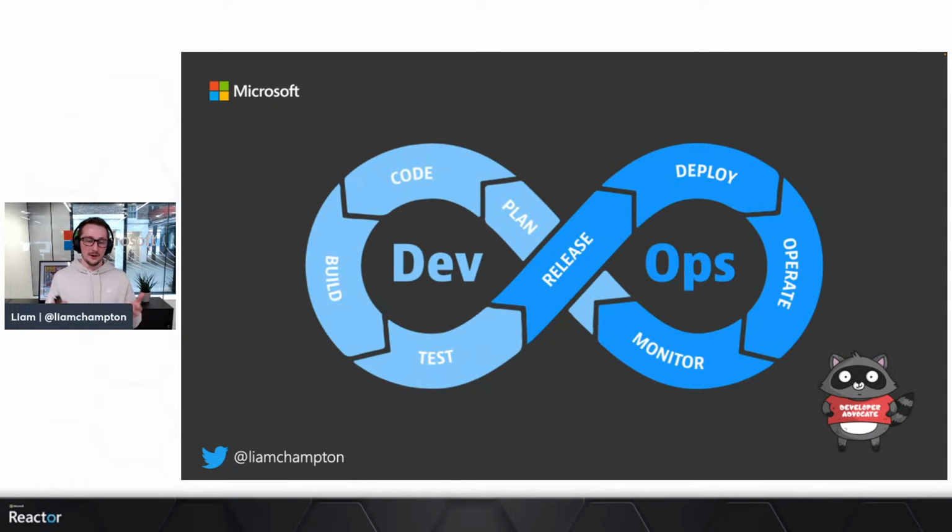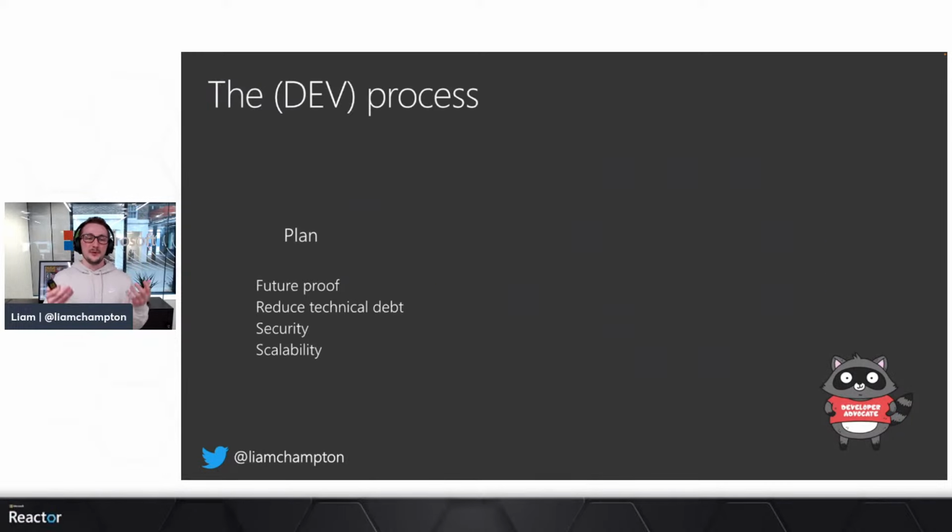The unofficial logo of DevOps is an infinity loop, and there are 8 stages to it: plan, code, build, test, release, deploy, operate, and monitor. That is brilliant, but what does it really mean? Let's break it down a little bit further.